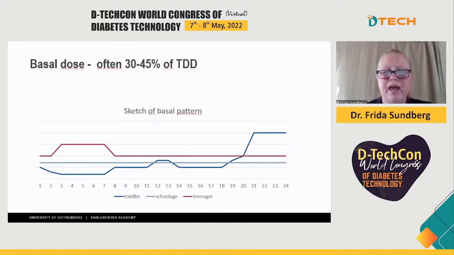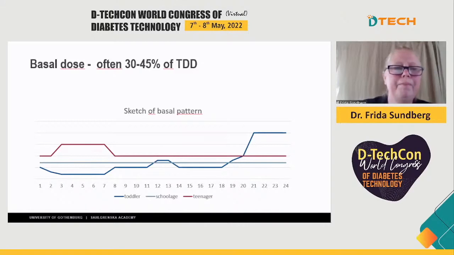When the child has a nap after lunch, for instance, the basal need increases during those hours. And then in the evening, you have to be very, very well aware that there is a high need of a high basal dose in the evening, somewhere between 8 and midnight. And then all of a sudden, somewhere between midnight and 1 o'clock, the need for basal dose is rapidly decreasing.